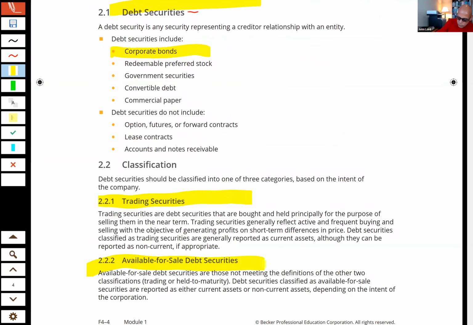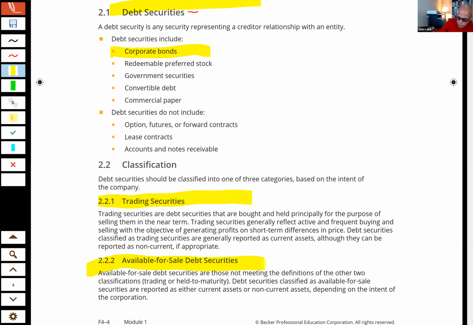Although they can be reported as non-current if appropriate. Well, if the problem tells you they appropriately carried it as non-current, then it's non-current. Don't argue with the problem, but usually they want you to decide where it should go, and the rule of thumb is for it to be current. There's no triggering criteria really that would have it be non-current.